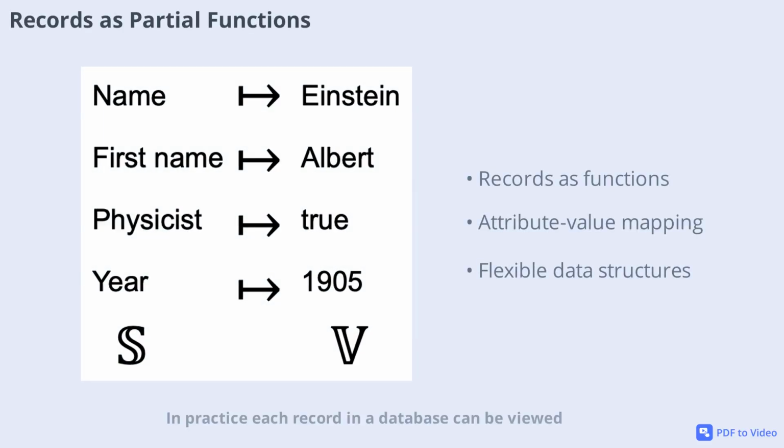In practice, each record in a database can be viewed as a partial function mapping attribute names to values. For example, a record for Albert Einstein might map name to Einstein, first name to Albert, physicist to true, and year to 1905. This approach highlights the logical structure of data and supports flexible, extensible data models that can adapt as requirements evolve.